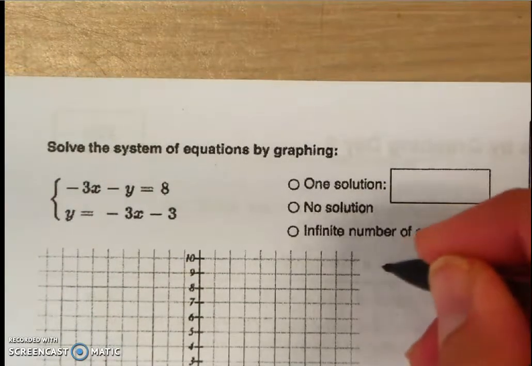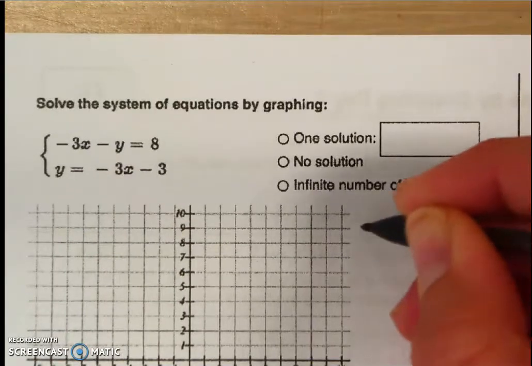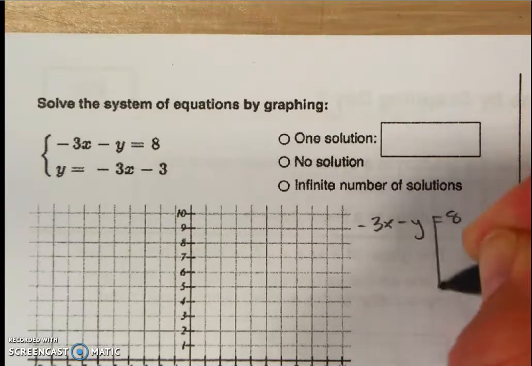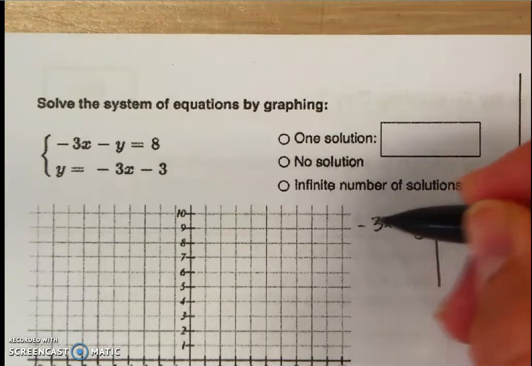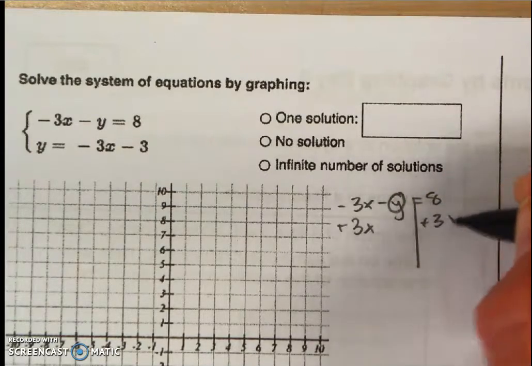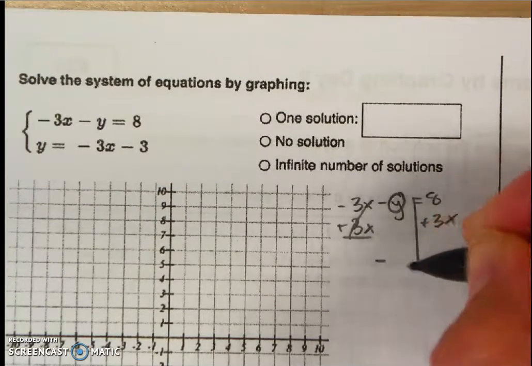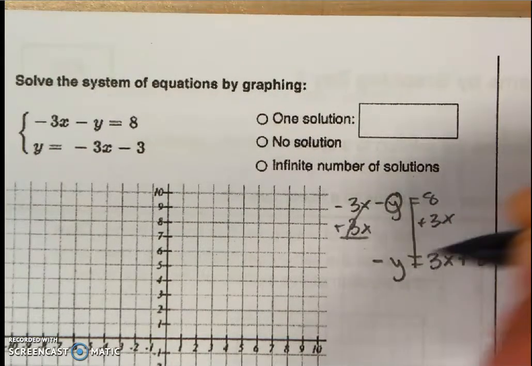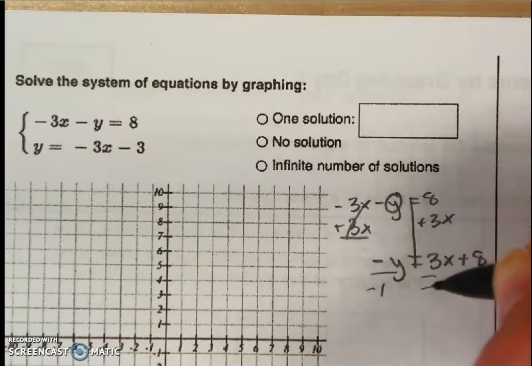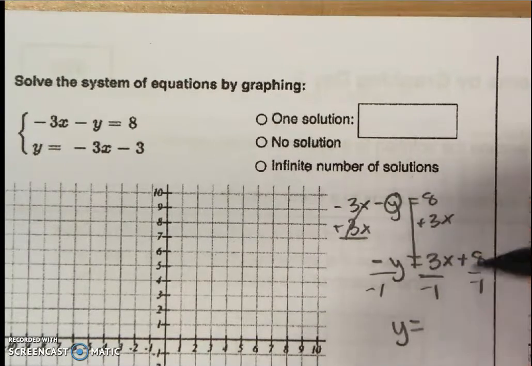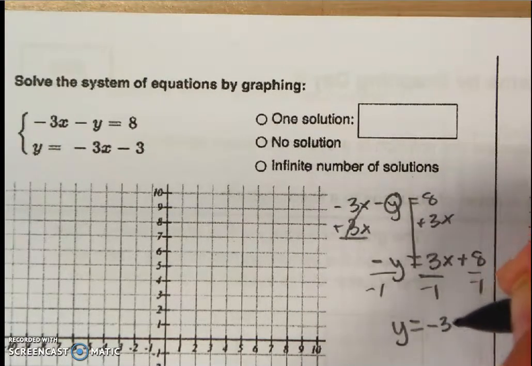So I'm going to work that out over here just because there's space here. Negative 3x minus y equals 8. I'm going to draw the line, circle just the y. And to get rid of the negative 3x, we're going to add 3x to both sides. That means I would have negative y equals 3x plus 8. My last step would be to divide everything by negative 1. So in doing that, that first equation becomes y equals negative 3x minus 8.